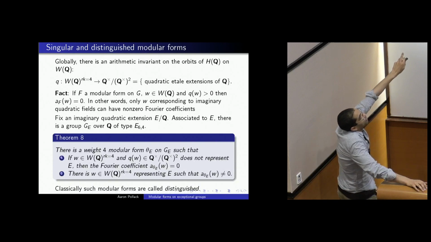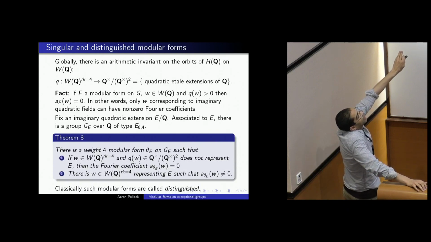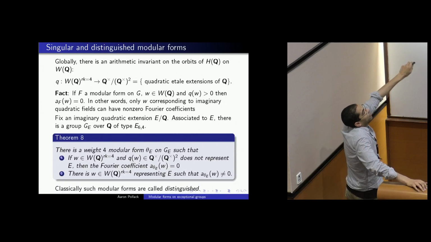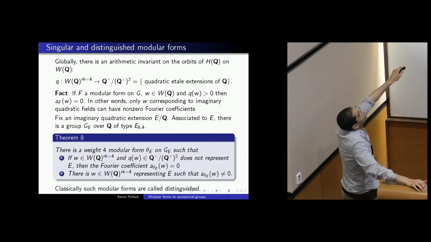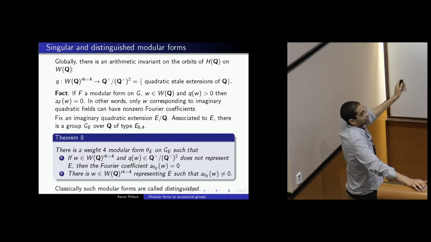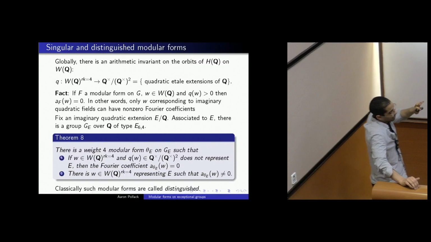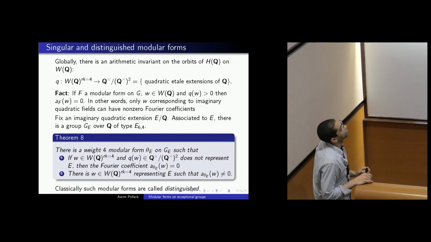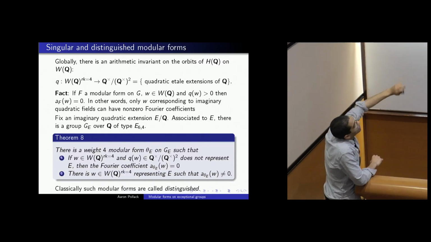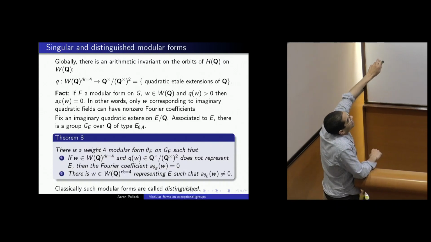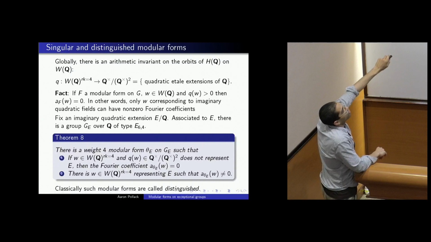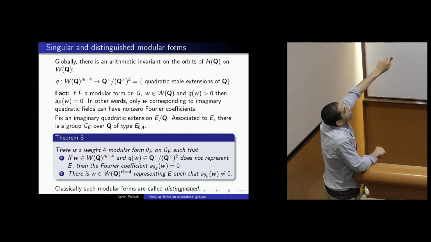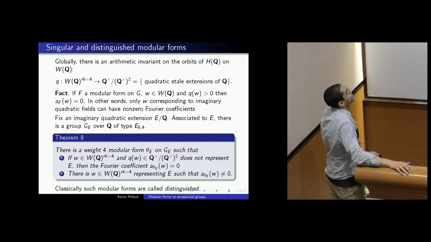So if you take a modular form on these groups G and take such a W for which this quartic form is positive, so in other words corresponds to a real quadratic extension of Q, then the Fourier coefficients associated to such a W are 0. So this is just a consequence of that positive definiteness thing that I mentioned before. So the Fourier coefficients are always 0 for things that are not positive definite, and these W's are not positive definite. So in other words, you can only have rank 4 coefficients corresponding to imaginary quadratic fields.